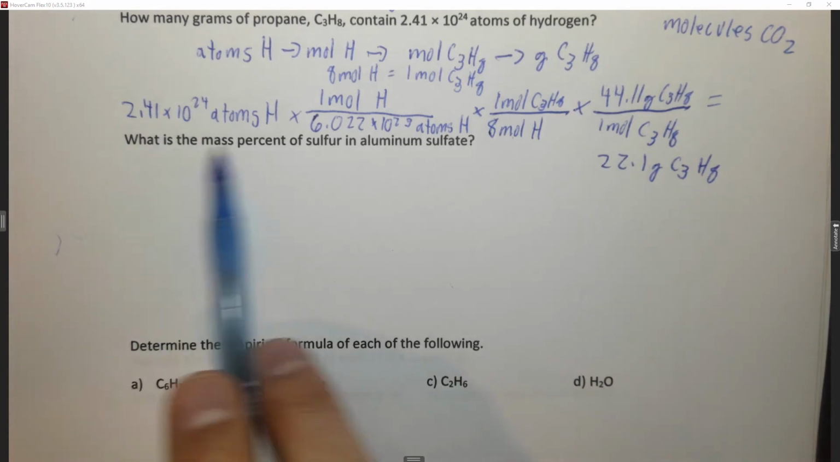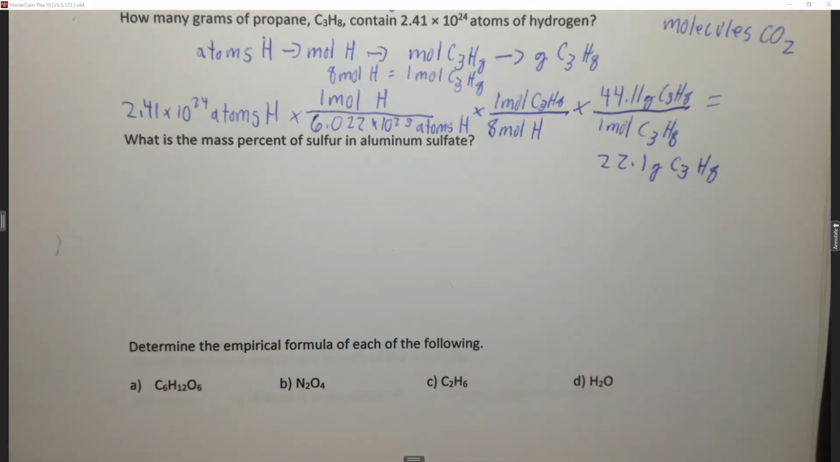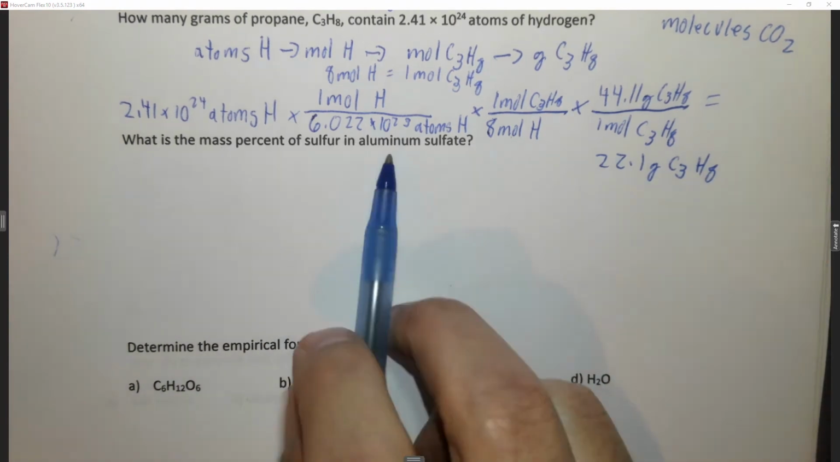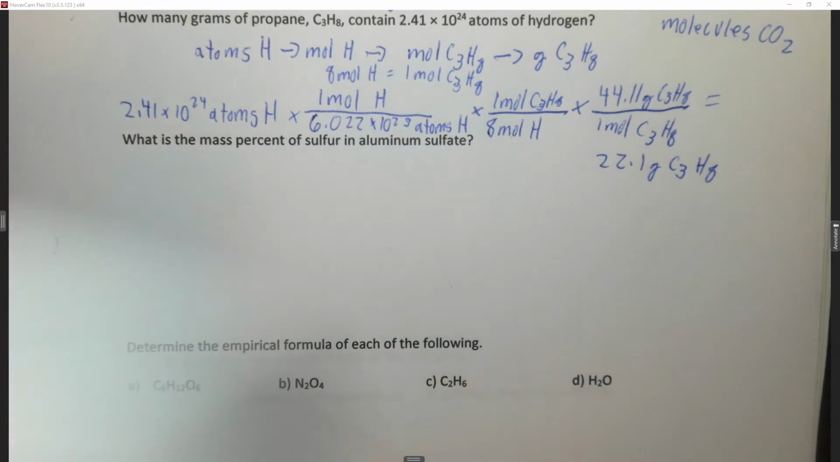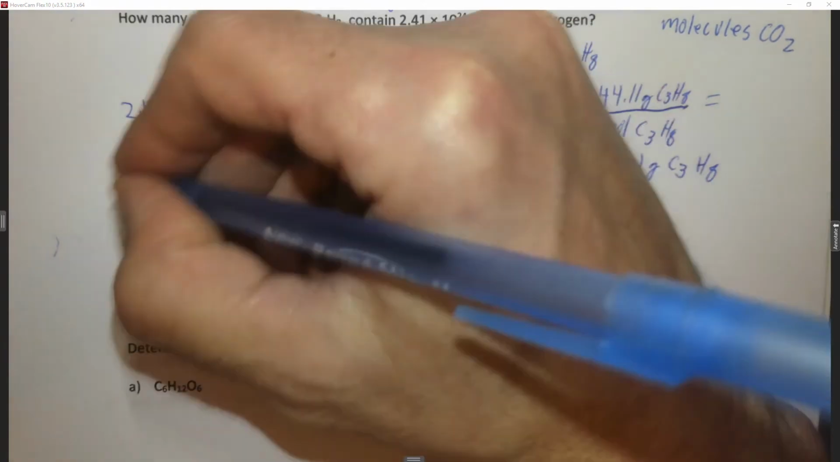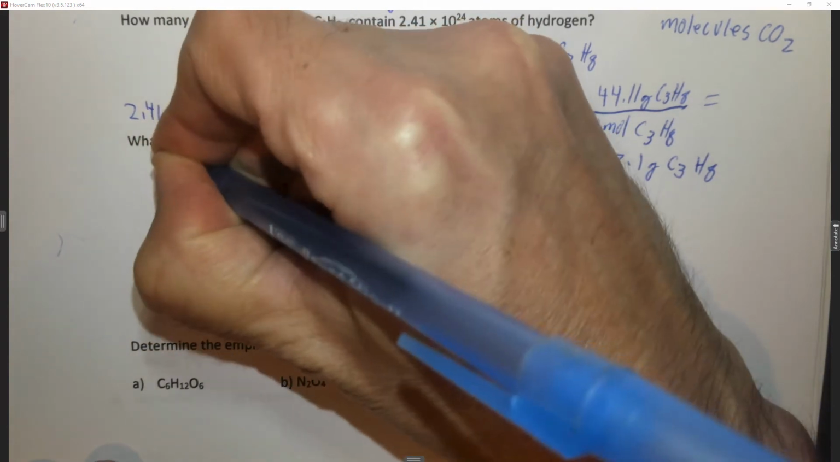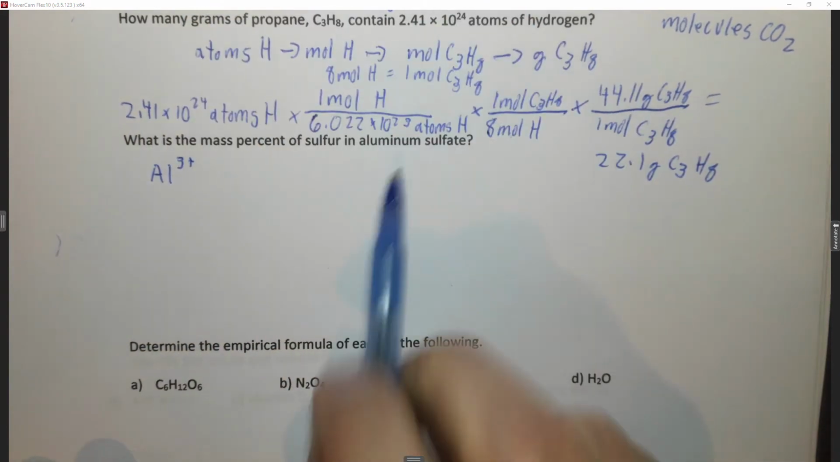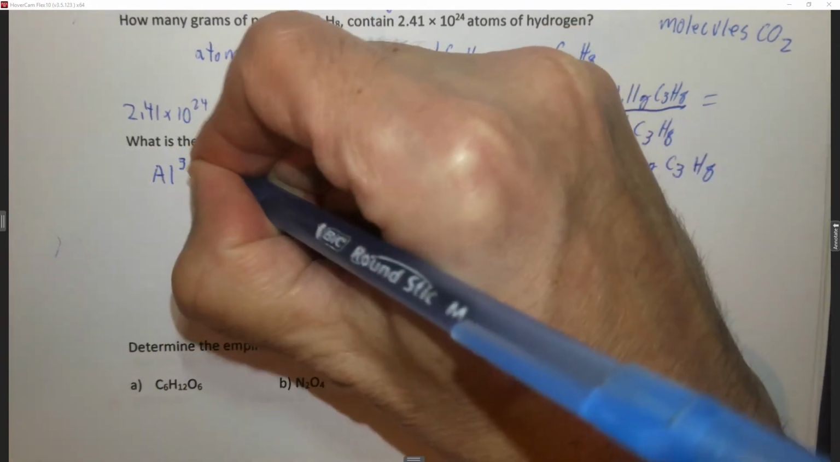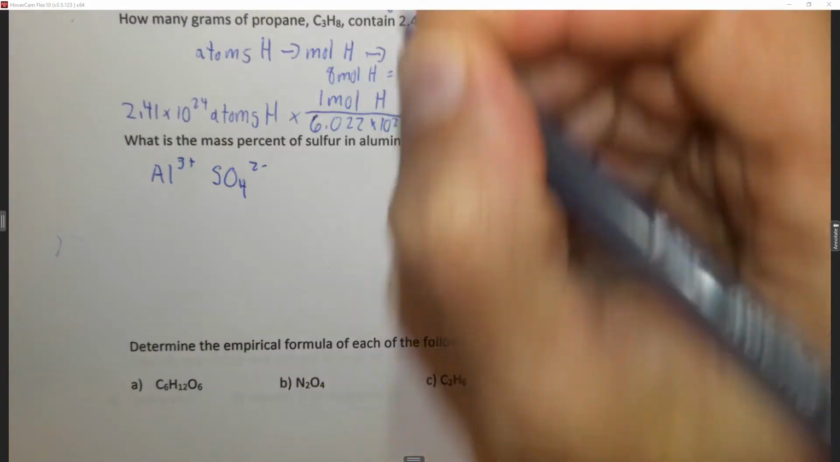This question says, what is the mass percent of sulfur in aluminum sulfate? So the first thing we need to do is figure out what aluminum sulfate is. If you go to your periodic table, aluminum is in group 3A, so it's +3. So we have Al 3+. Sulfate is one of those polyatomic ions that you need to know, and sulfate is SO4 2-.